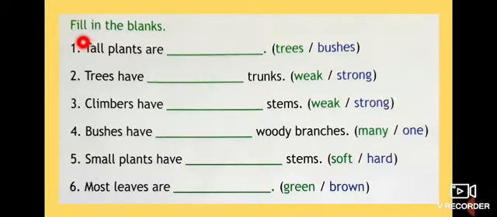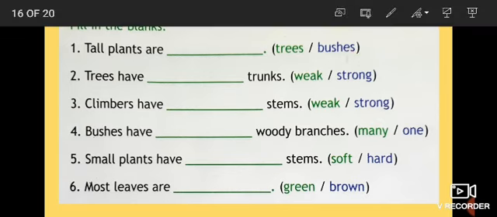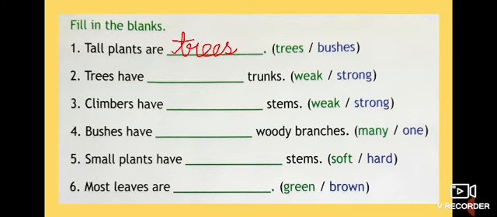Now we are going to do fill in the blanks. Fill in the blanks. Number 1. Tall plants or dash. Trees or bushes. T-R-E-E-S. Trees or B-U-S-H-E-S. Bushes. How we call tall plants? Tall plants or trees. Very good. T-R-E-E-S. Trees. And look at the next one.